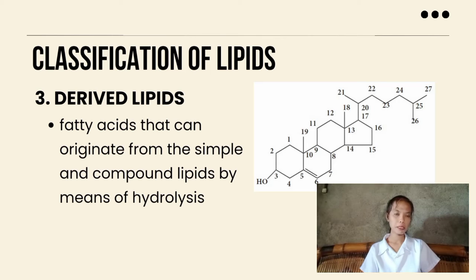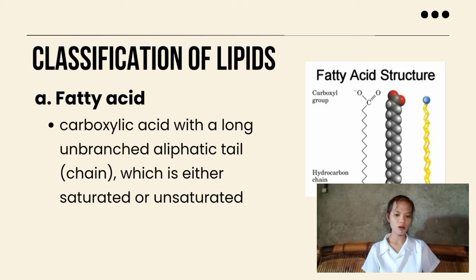The last classification of lipids was the derived lipids, fatty acid that can originate from the simple and compound lipids by means of hydrolysis. Fatty acid, glycerol, and steroid derivatives are included in it. There are two types of derived lipids. First was the fatty acid. It's a carboxylic acid with a long unbranched aliphatic tail or chain, which is either saturated or unsaturated. It is a building block of the fat in the body and the food we eat.